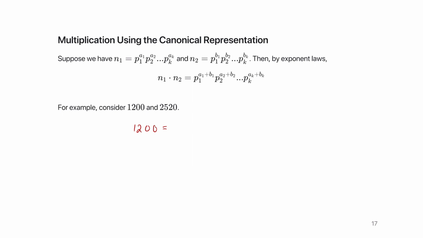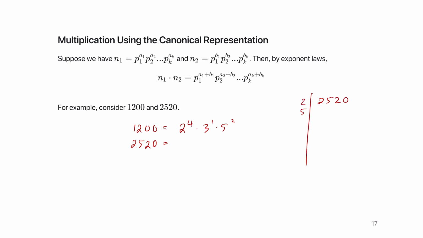And then 12 is 2 squared times 3. And so what that gives us is 2 to the 4 times 3 to the 1 times 5 squared. And usually we won't write 3 to the 1, but just to make it explicit. Okay? Then we'll look at 2520, which we can quickly prime factor.